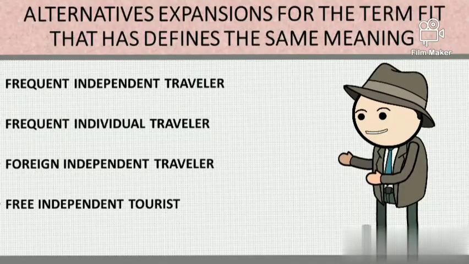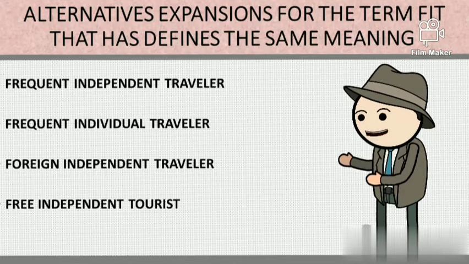There are some words that actually mean FIT. It has the same meaning, but if we see in the textbook as well as in the resource study material, we will find words like frequent independent traveler, frequent individual traveler, foreign independent traveler, free independent tourist. If we look at each type of classification, you can find two words. One is independent and one is individual.